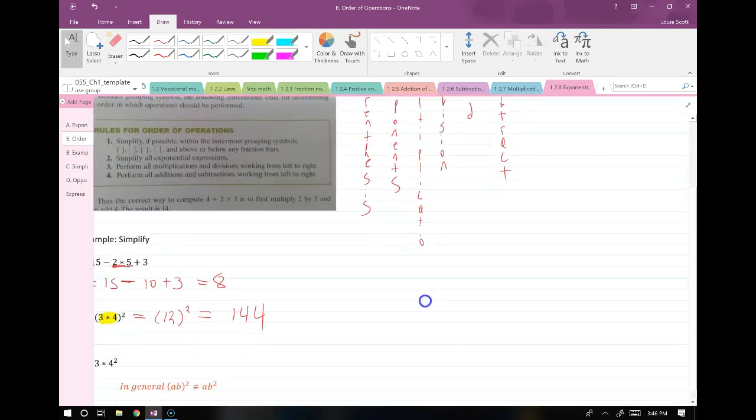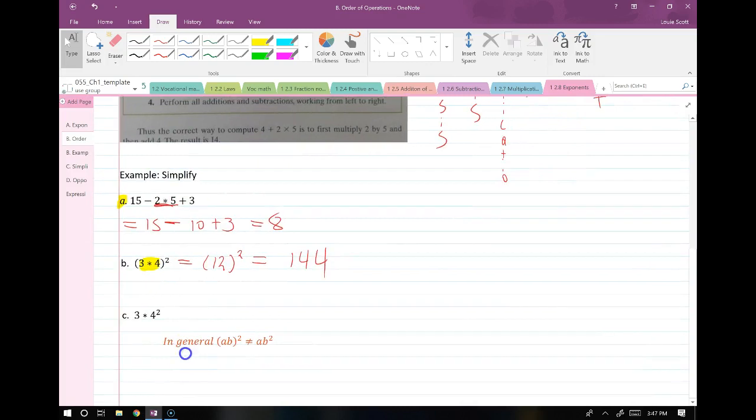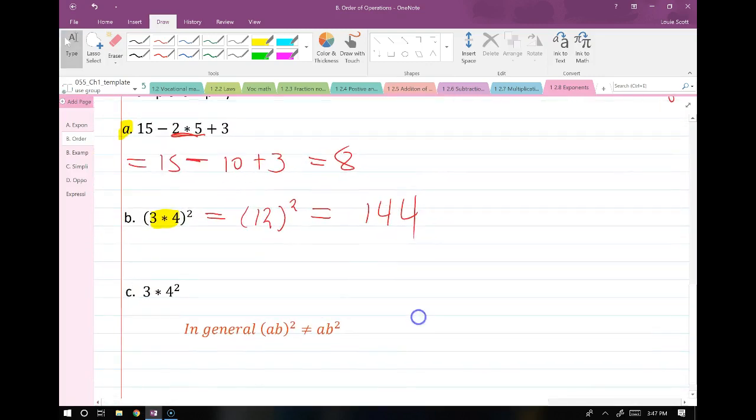Okay, here's something important. These two examples are slightly different. The difference is there are no parentheses on part C. The parentheses are really important. If there are no parentheses, then this little exponent in this lower example, it only belongs to the 4 and not the 3, right? So let's go through our order of operations.